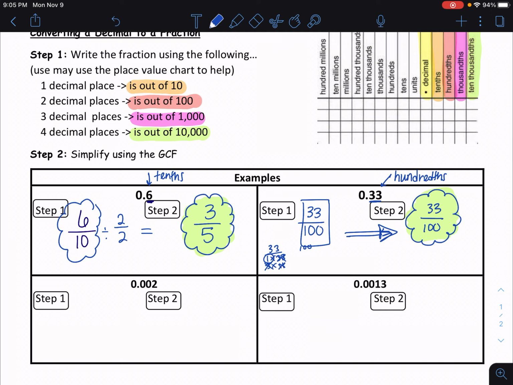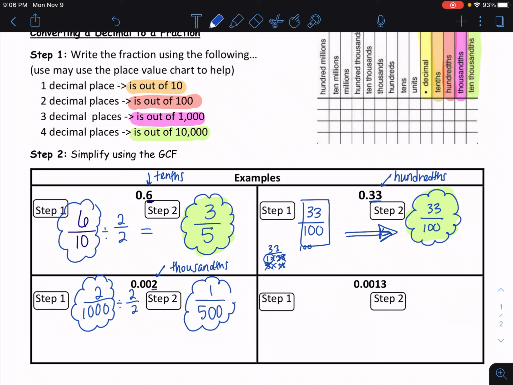For 0.002, this is the thousandths place. So this is going to be 2 over 1000. Both of these numbers are even, and 2 goes into all even numbers. So I'm starting with this one, and then I'm going to simplify. 2 divided by 2 is 1, and 1000 divided by 2 is 500. And then again, the simplified fraction is our final answer.